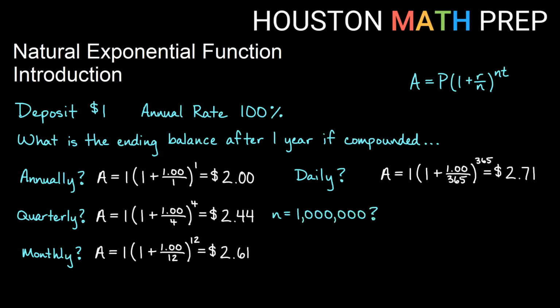Maybe we compound, say, 1,000,000 times per year, right? We put in 1,000,000 for n in our formula. So it looks something like that. But it turns out if I round to 2 places, I just get $2.72. 1,000,000 is a whole lot more than 365 times per year, but we're only getting just a little bit more out of it. In fact, to get this $2.72, we had to actually round up. If you put this in the calculator, you'll see you had to round up to get that extra penny.